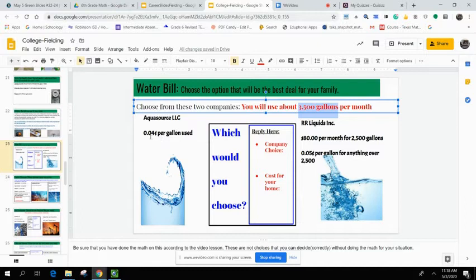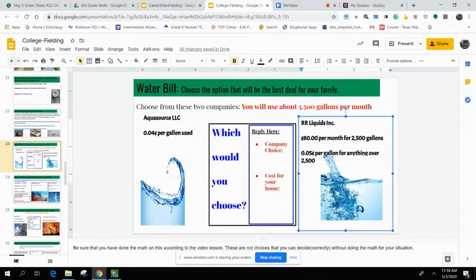The first option is 4 cents per gallon. So you would simply take your 3,500 gallons and multiply it times 4 cents to get the total cost for this company. Then for the next company, you would start with $80 per month as your base fee. And then anything above 2,500 gallons, they're going to charge you 5 cents per gallon.